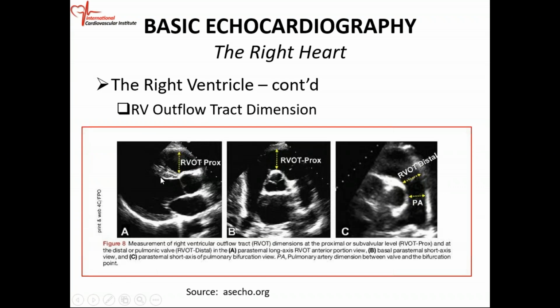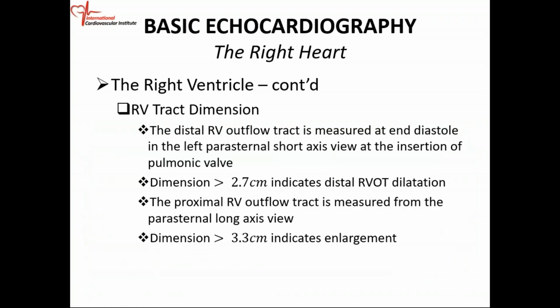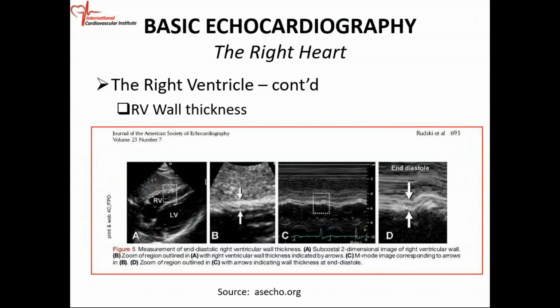So of course, this is measured in diastole. So if this is greater than 3.3, okay, proximal measurement greater than 3.3, and then if the distal is greater than 2.7, it suggests you have RV dilatation. So get in the habit of measuring them because it's important to know if the RV is dilated, yes or no. What about RV thickness?